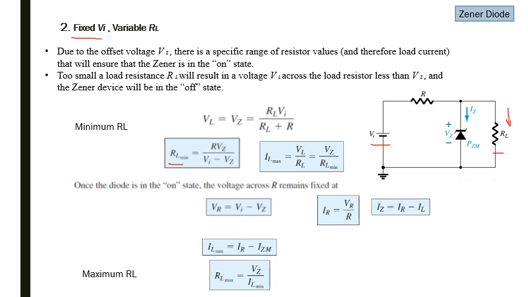Once the diode is in the on state, the voltage across R remains fixed. Once this diode becomes on, we know in this portion of the circuit the voltage is Vg and here we have Vi. So the voltage across this R will be Vi minus Vg. So VR is equal to Vi minus Vg, and we can find IR, the current flowing through this R resistor, which is equal to VR over R. And Ig we can find with this equation: Ig is equal to IR minus IL.